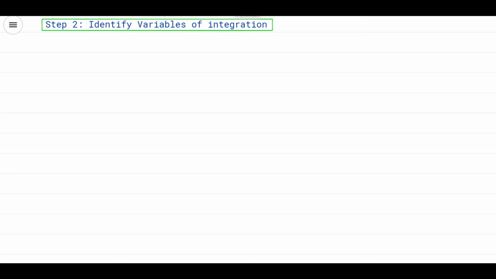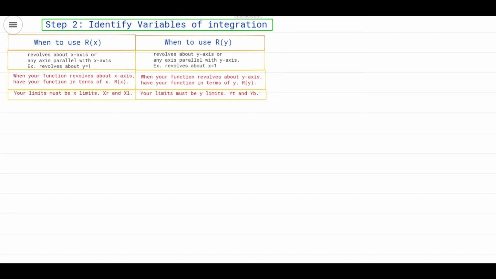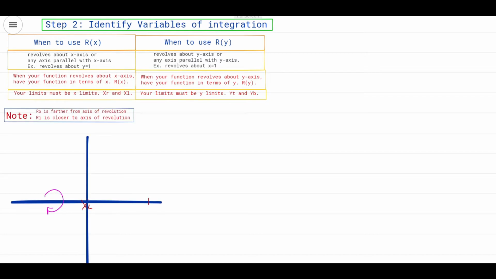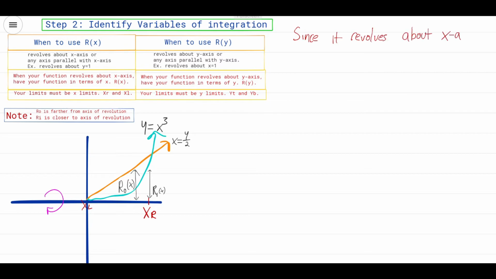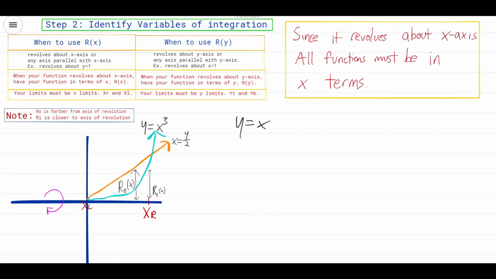Now for step 2, we're going to identify the variables of integration. Again, we're going to use this chart as a reference because it's a very helpful chart. It shows when a region revolves about the x-axis and when it revolves about the y-axis. Since it revolves about the x-axis, we're going to use r of x. The sketch looks something like this, as we already drew it out, and we already identified our outer and inner radius. Note that R subscript O is the outer radius and R subscript I is the inner radius. Since it revolves about the x-axis, all functions must be in x terms.